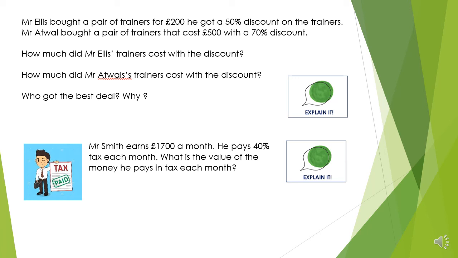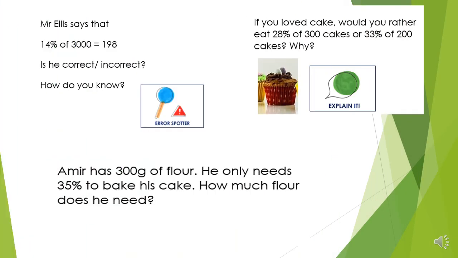Mr. Smith earns £1,700 a month. He pays 40% tax each month. What is the value of money he pays in tax each month? So again, work it out and explain how you know. So those are the questions. Mr. Ellis says that 14% of 3,000 equals 198. Is he correct or incorrect? How do you know? That's an error spotter for you.